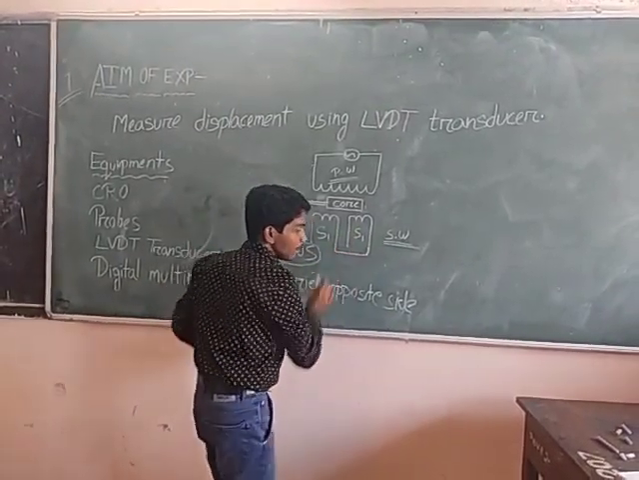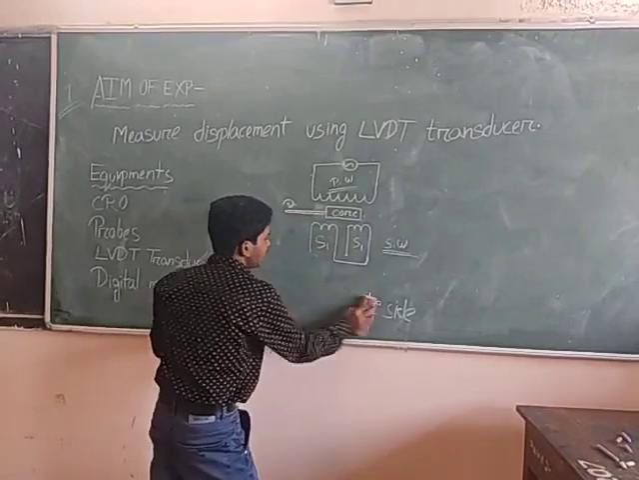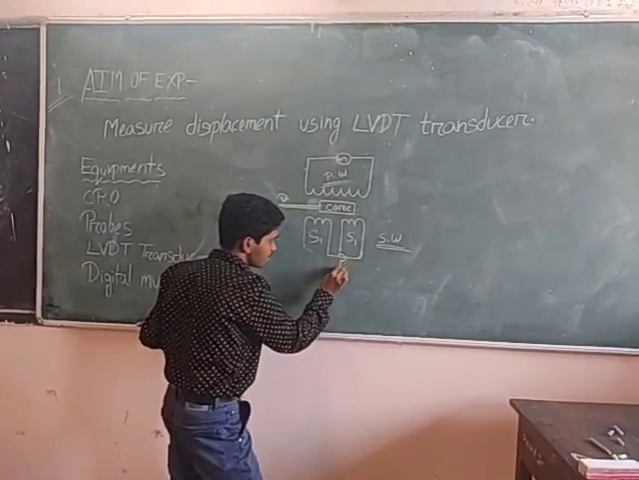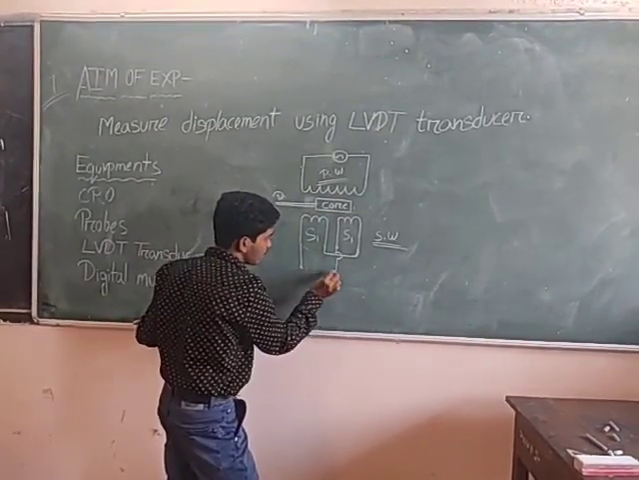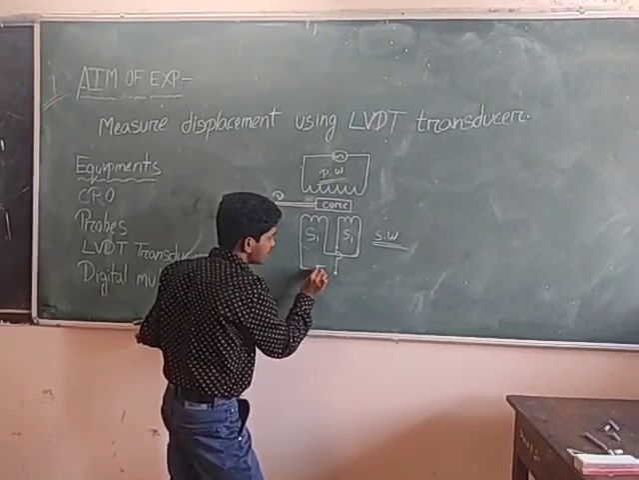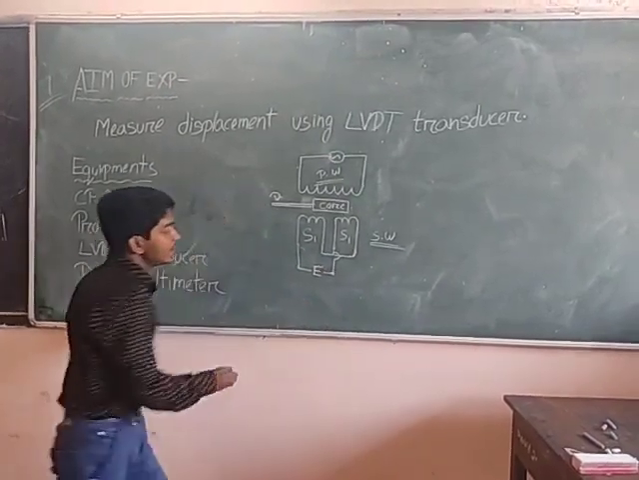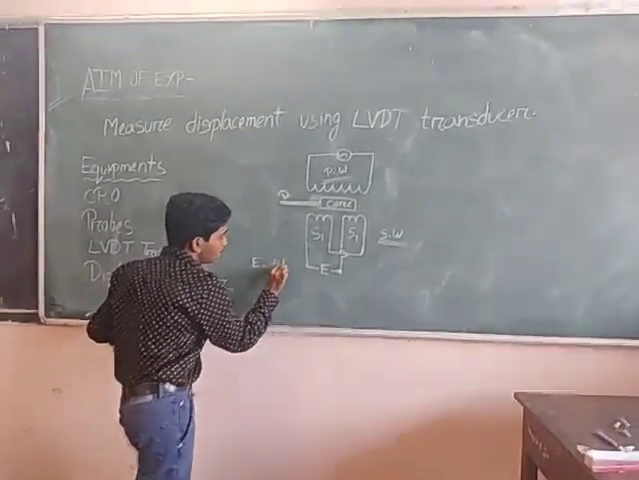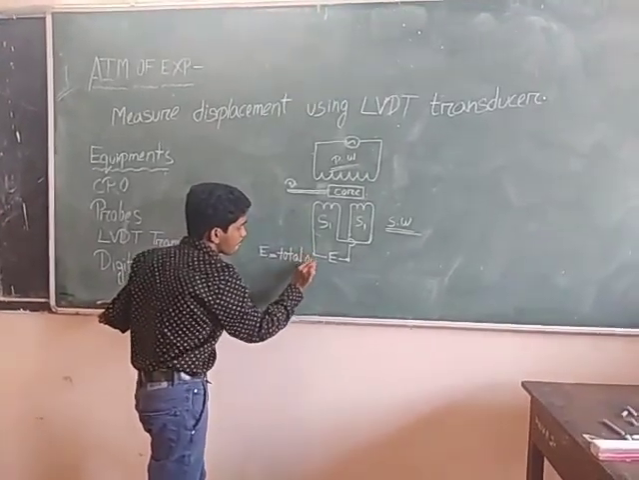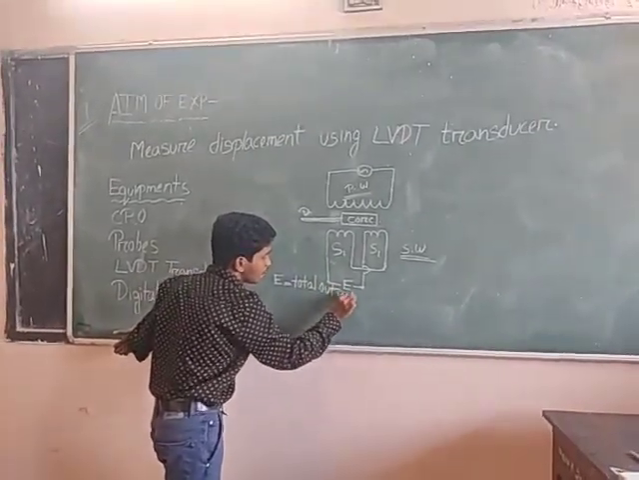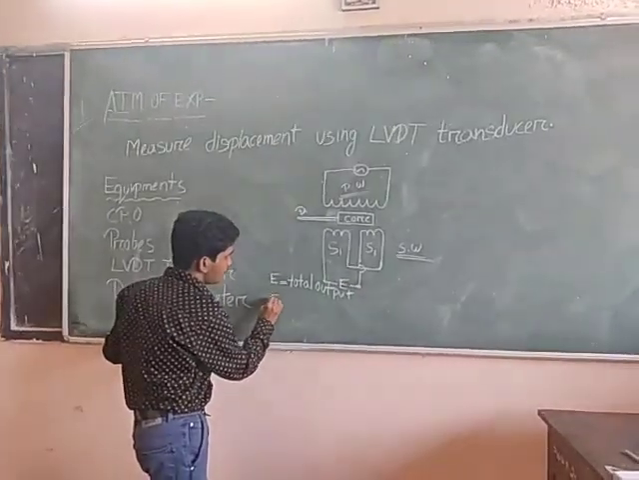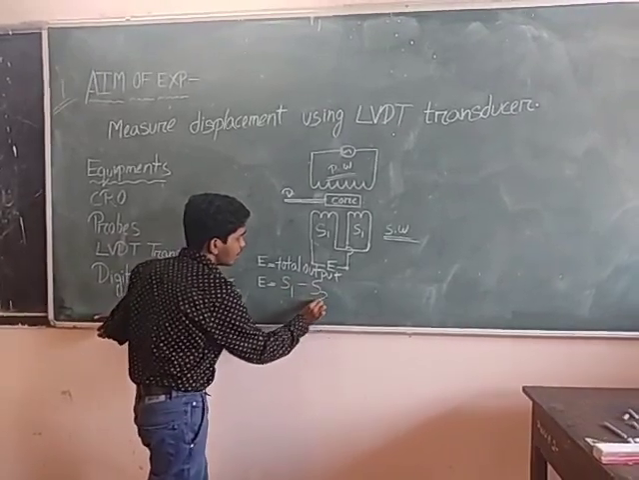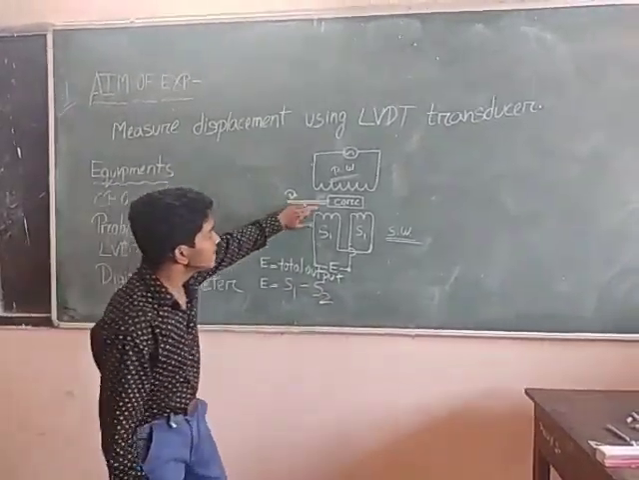Now the connection between them, and the output we get is between these two. This is the jumper. This is the full E. What is E? E is the total output. The formula is E equal to S1 minus S2.